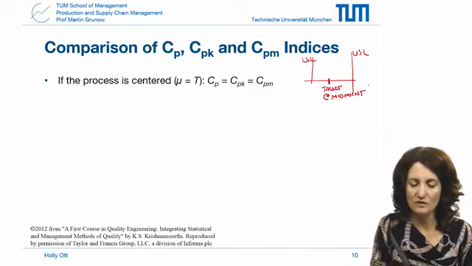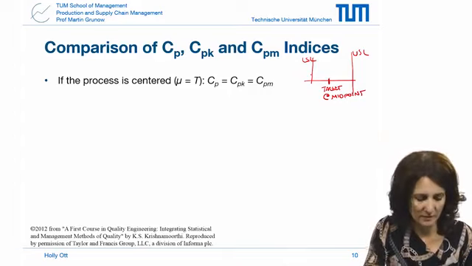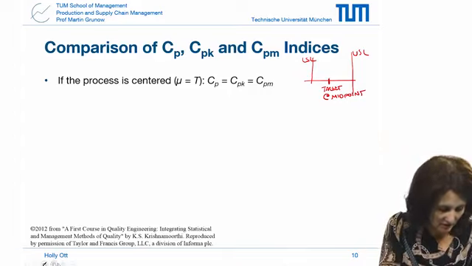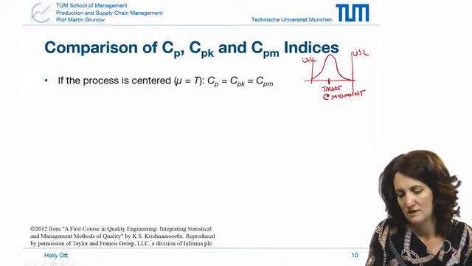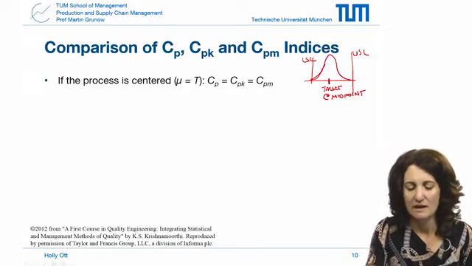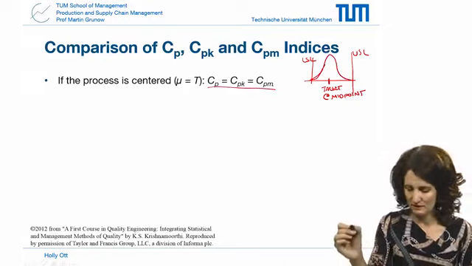So for the first example, if you have this centering, everything is centered. If it's centered, then CP equals CPK equals CPM.